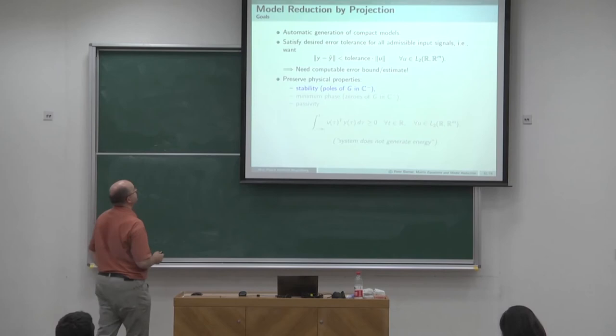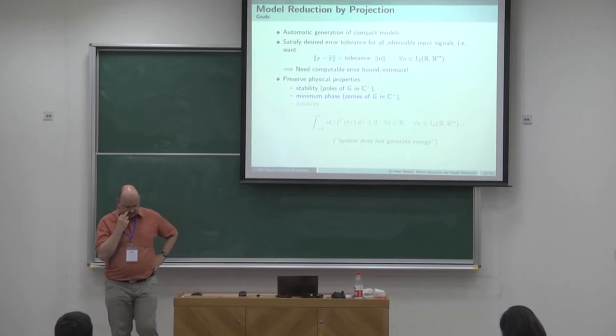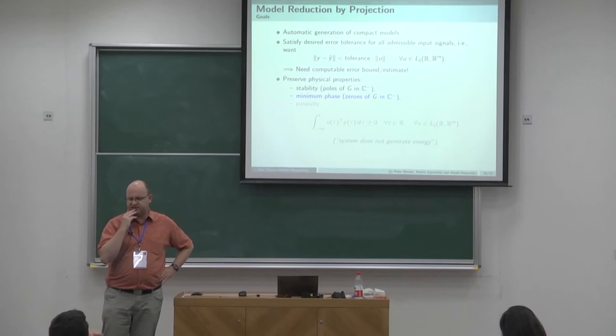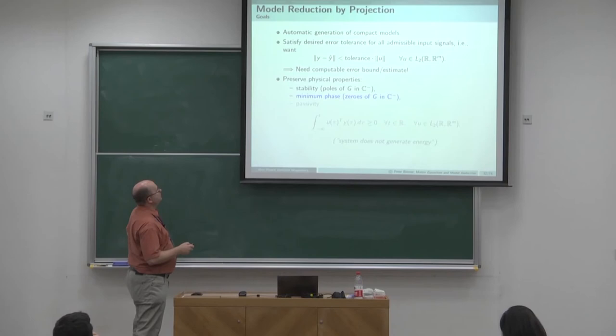There are other things. Minimum phase is something you are interested in in control theory. That means you want to have the zeros of your transfer functions also in the left half plane. That's what I explained yesterday briefly. Zeros in the right half plane are evil for control design.